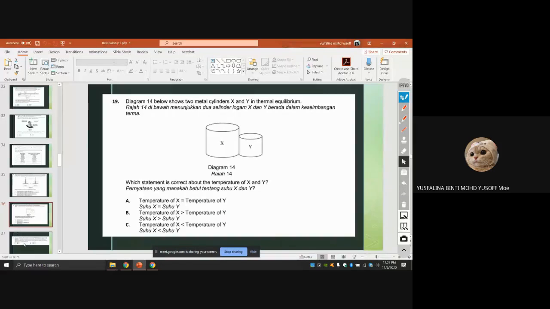Next one, diagram 14 shows two metal cylinders X and Y in thermal equilibrium. Which statement is correct about the temperatures of X and Y? In thermal equilibrium, the temperature must be the same for both objects. So the answer for 19 is A.